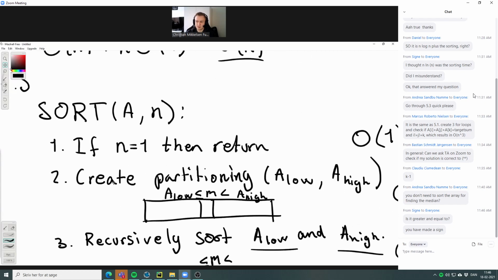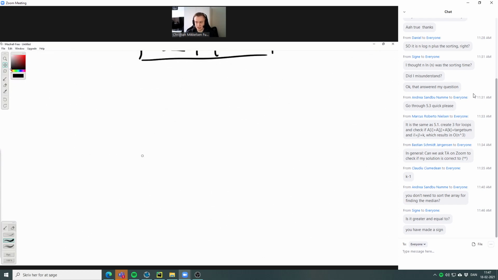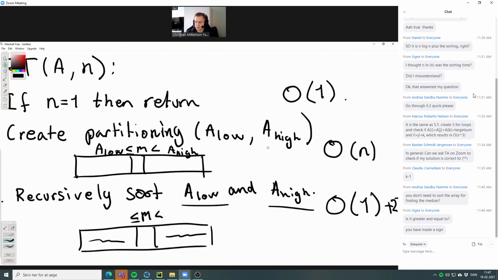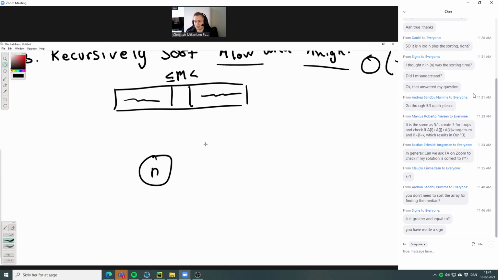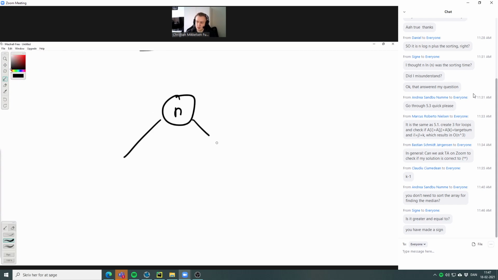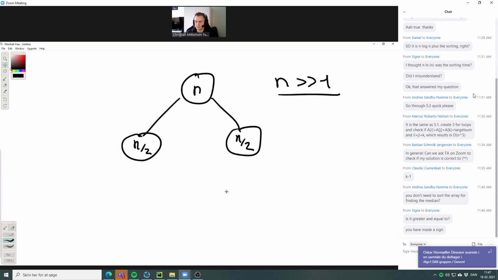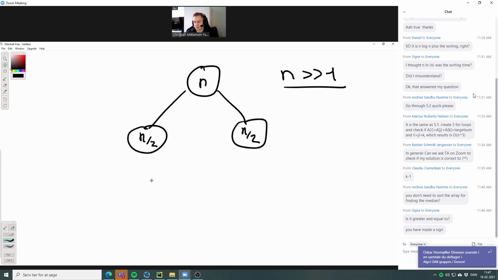Okay, so let's convince ourselves that this sorting algorithm is actually running in n log n time, just like we were supposed to, right? So I'm going to draw a recursion tree. The first step here takes O of n time. In fact, every single step takes this amount of time. So we have O of n on the first layer, because we have to create the partitioning. And then we split it in two. So we have A low and A high, and then we have n over 2 here, and we also have n over 2 here. Again, off by 1 doesn't matter because we're doing complexity analysis, and again, we are assuming that n is much greater than 1, right? So off by 1 doesn't really matter in the grand scheme of things.